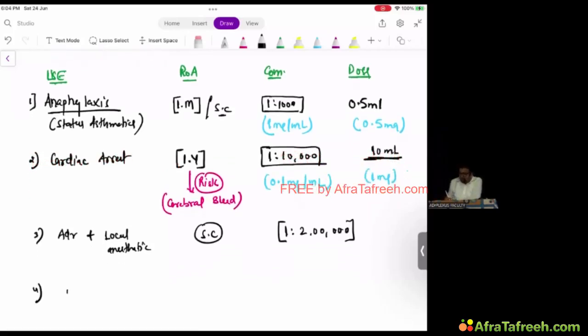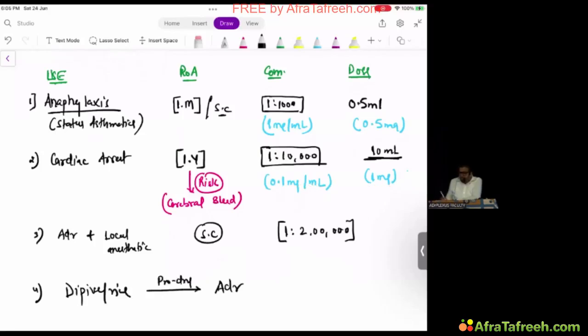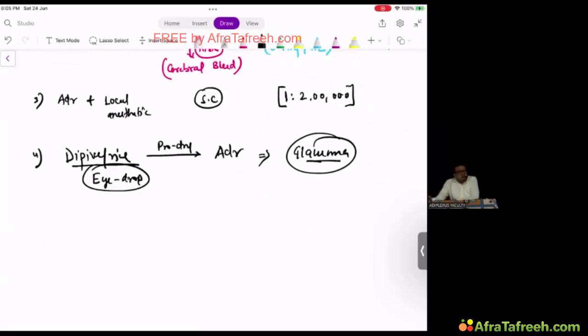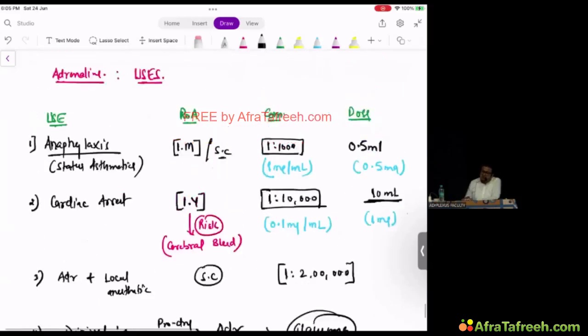Fourth use of adrenaline, you can write dipivefrin. Dipivefrin is a prodrug of adrenaline. It is given in eye drop form, and this is used in treatment of glaucoma. So in treatment of glaucoma, we'll discuss in detail. Adrenaline and dipivefrin are used in treatment of glaucoma, given as eye drops. So that we will take up in glaucoma when we go there. So these are the uses of adrenaline.